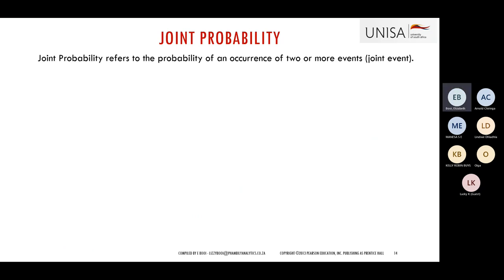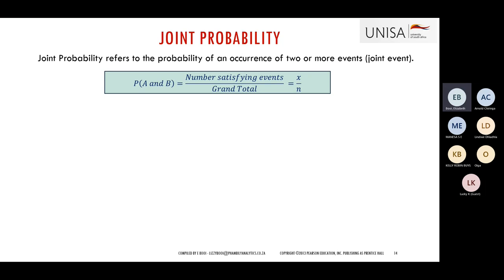In terms of joint probabilities, it refers to the probability of an occurrence of two or more events. Hence we say it's the probability of joint events. And it is given by the number satisfying the joint event divided by the grand total. You can see that it's the same formula, right? Number satisfying the joint event divided by the grand total.